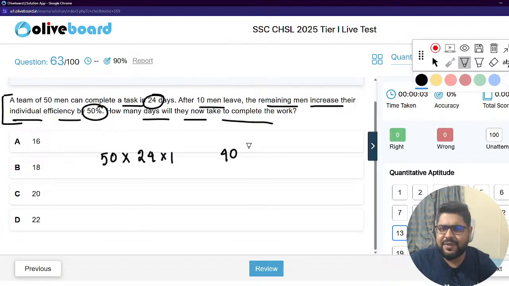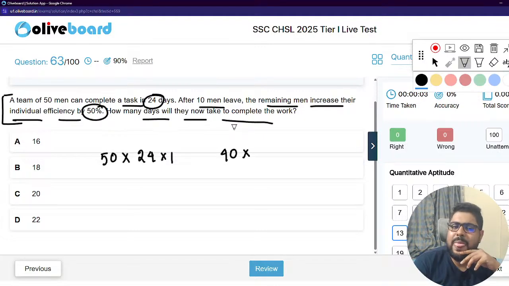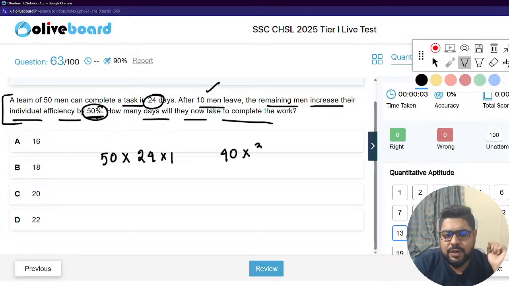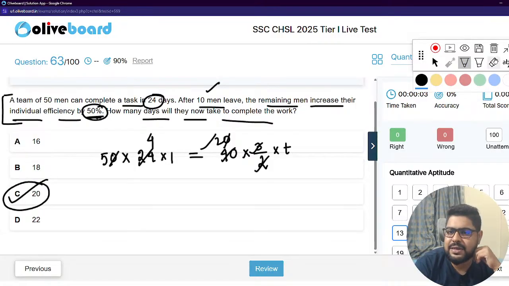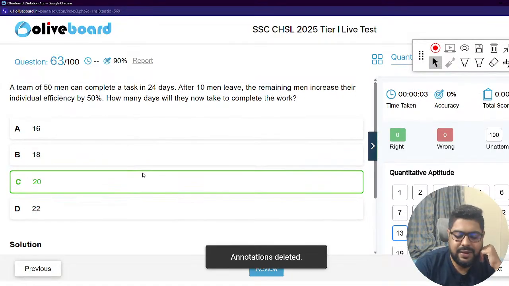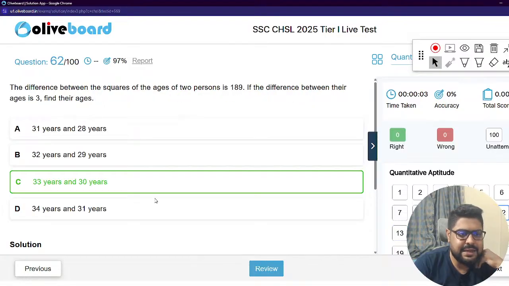Reena, I'm briefing. Just let me complete this. Sir, 40, 10 men leave. Now their efficiency has become 50% more, 3 by 2. How many days? T days. Both are equal. Calculate. So this is 20, zeros gone, 3 2s are 6, 4s are this. So T is like 5 4s, 20 days. Options, done sir. Acha, Reena is asking the previous one.